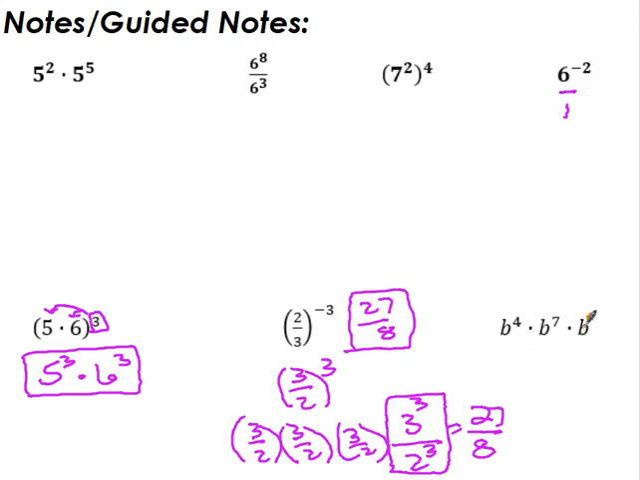Well, this is all being multiplied, so it's similar to this one. I have the same base. They're all the same variable. So this is really b to the 4th plus 7 plus 1, because that's how many total b's I have. I have 4, 7, and 1, which gives me b to the 12th power. I'm multiplying them, so I can just do my product of powers property. This is 4 b's, this is 7 b's being multiplied, this is 1 b being multiplied. I have a total of 12 b's being multiplied.